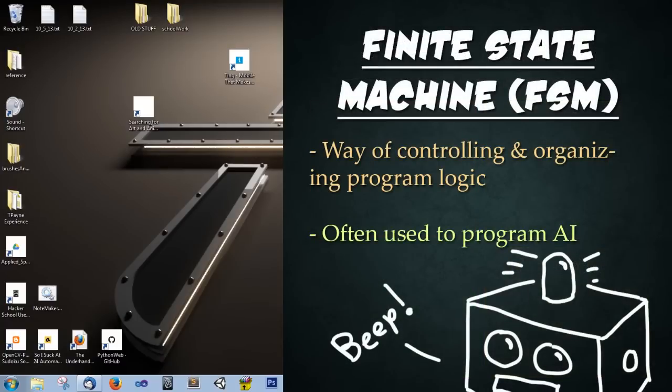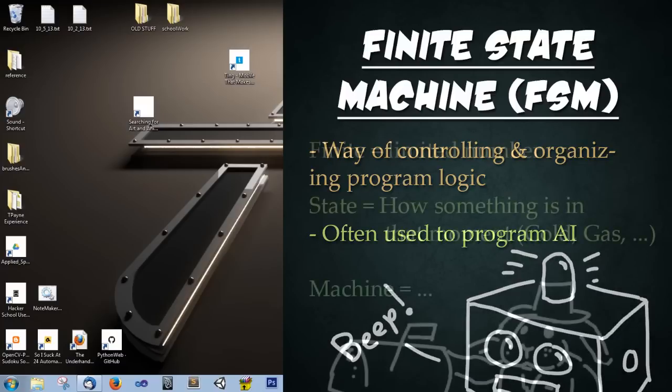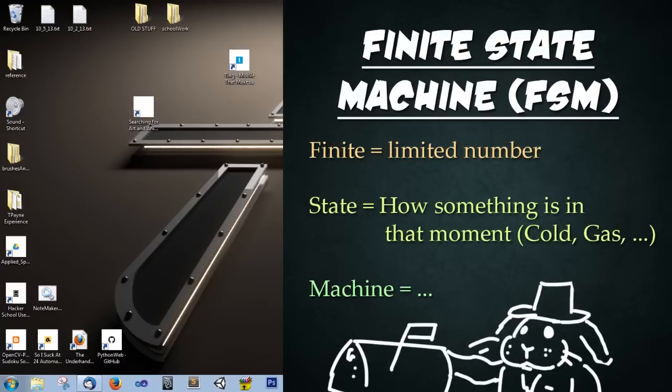Alright, a finite state machine. What is it? A finite state machine is a way of controlling or organizing logic in a program. It is commonly used to program AI or artificial intelligence. This could be for games, this could be for algorithms, this could be for any number of things. So breaking it down, why do we call it finite state machines? Well, finite means that there's a limited number. There could be 5, there could be 100, but there's a known number of states.